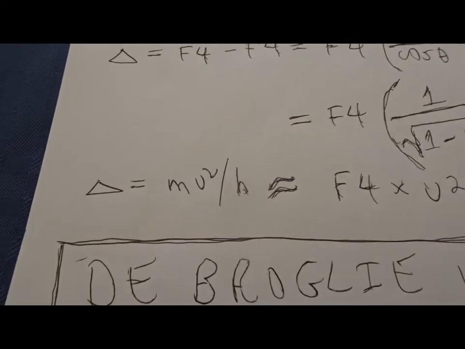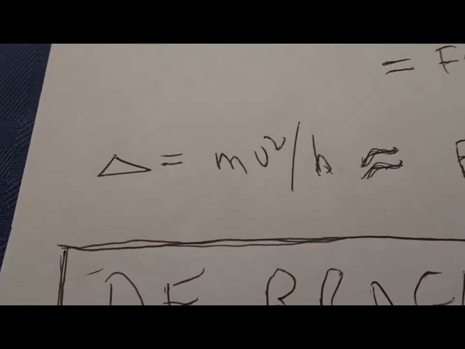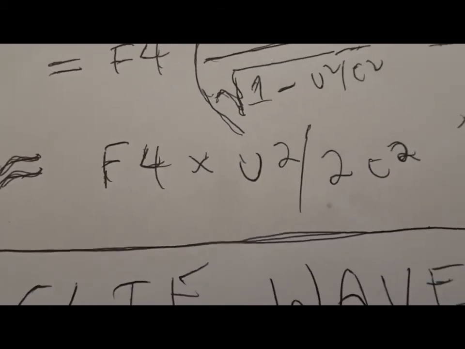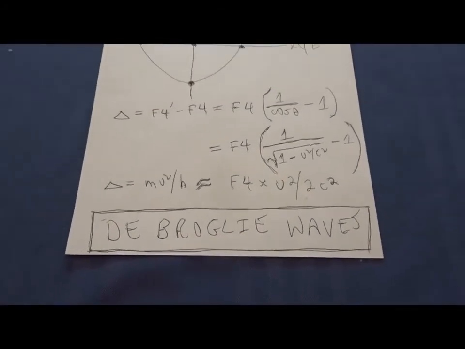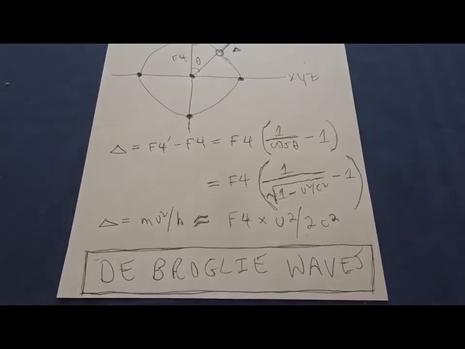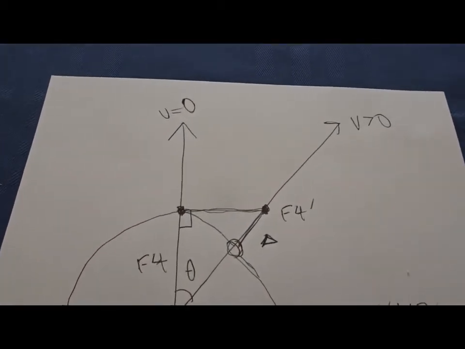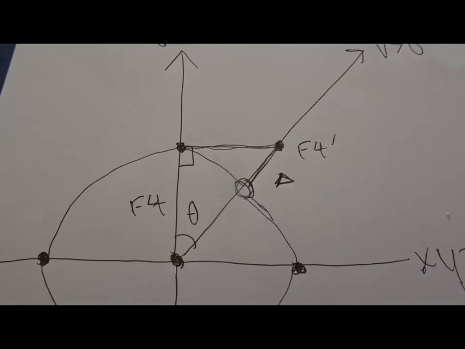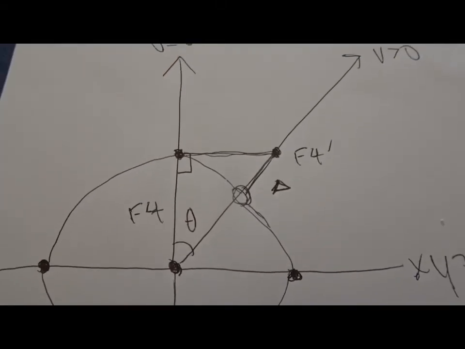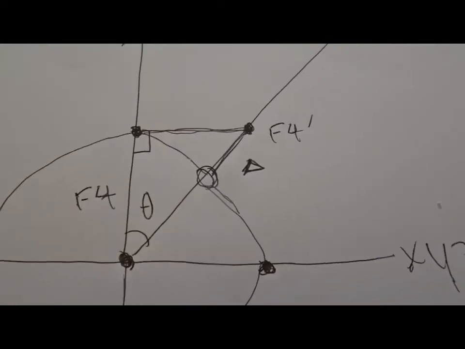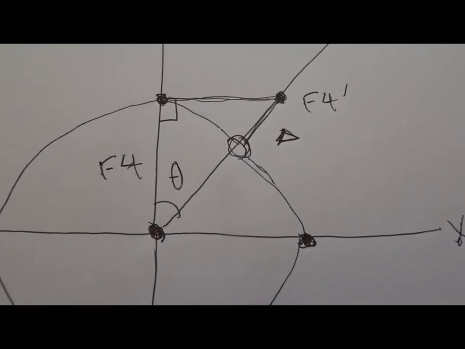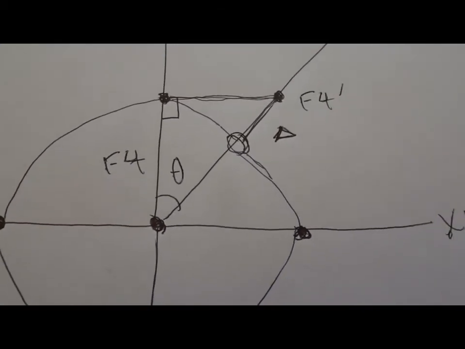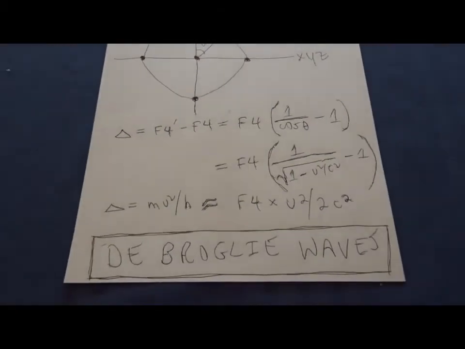And for small v over c, delta, which is the difference in frequency, is the deBroglie frequency, and it's approximately F4 times v squared over 2c squared for small v over c, as is well known. So now we've defined not only things like time dilation in terms of this little space-time diagram, but we've also defined the deBroglie waves as the extra frequency that goes into our space when a particle is moving. So it's just F4 prime minus F4, and it's this little quantity here, delta. Because when there's no velocity, there's no deBroglie wave, so it's all the extra frequency. Let's analyze that a little further now to get an interesting result.